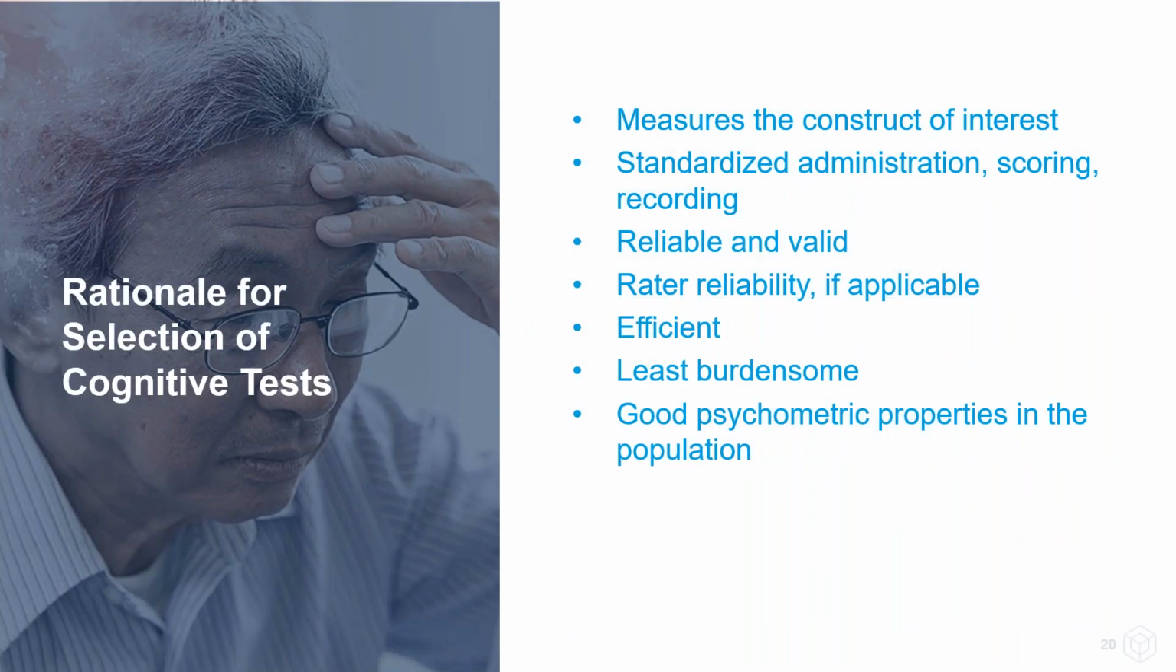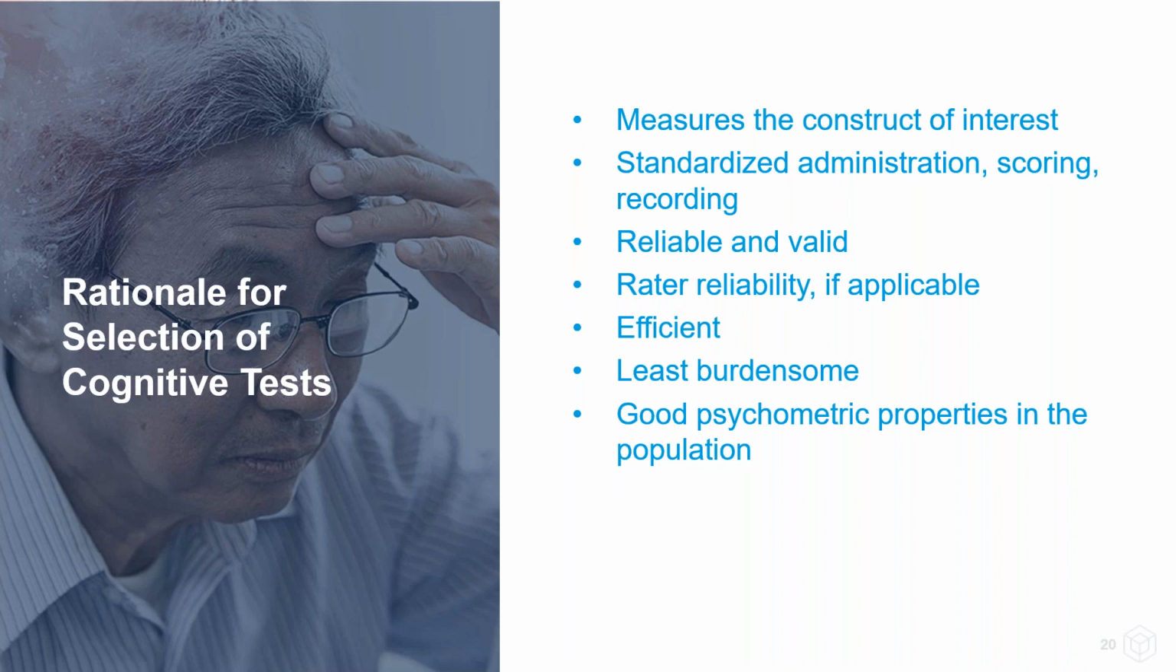Next slide, please. Lastly, regarding cognitive test selection, just some key points to keep in mind. You want these measures to measure the construct of interest. They need to be standardized in terms of administration, scoring, and recording. Tests really vary in terms of the extensiveness with which this is documented. So that's very important. And ideally, you'd have good data on reliability and validity, rater reliability data if applicable, and the test operationally should be as efficient as possible, least burdensome, and have good psychometric properties for the population, meaning you want to try to avoid significant practice effects, floor and ceiling effects, depending on what population you're working in.